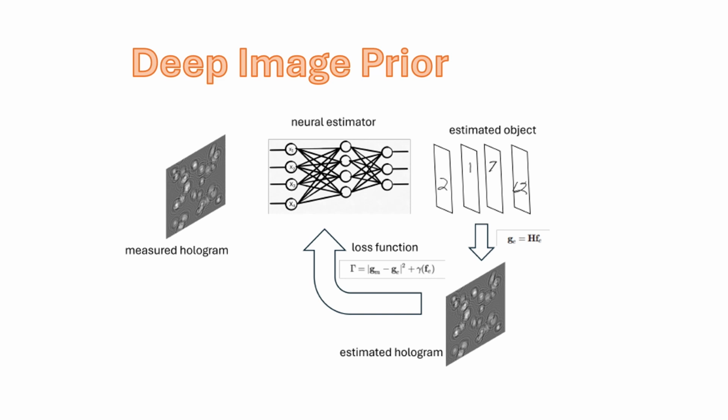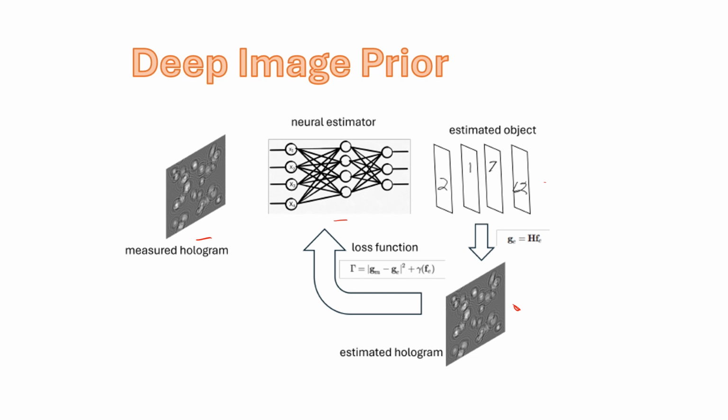But here, instead of using an inverse propagation as one of the arms on the error regression, we use a neural estimator. So we have the measured hologram, and then we build a neural estimator to estimate the multidimensional object from the measured hologram. But then once we have the estimate of the object, we could estimate what the hologram would have been, and then we can use the difference between the estimated hologram and the measured hologram as a loss function to train the estimator to try to improve the estimate of the multidimensional object.